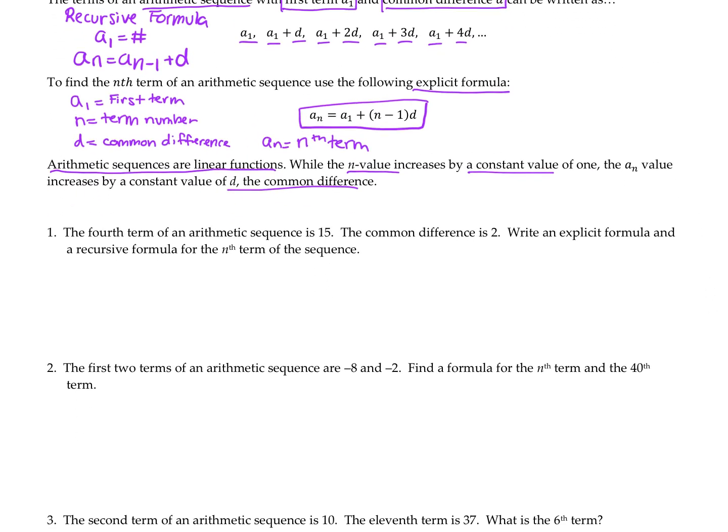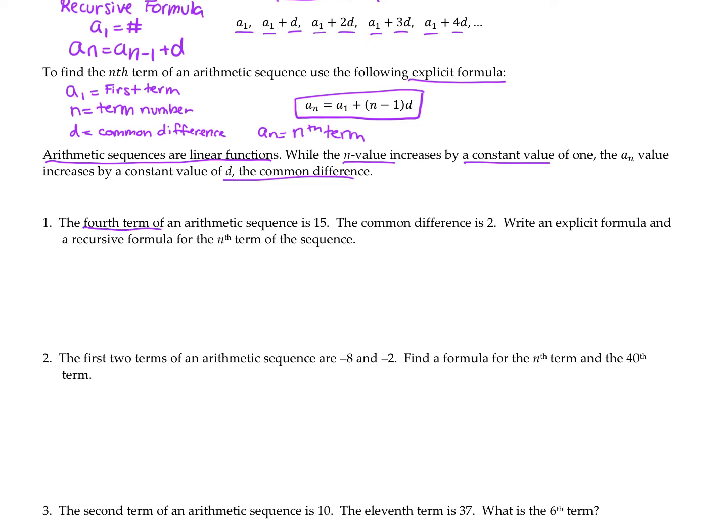So let's do some examples. They're saying the fourth term in our sequence is 15. So that means A4 is 15. And the common difference is 2. They want us to write the explicit and recursive formula for the sequence. So if I'm going to write the recursive formula, I need to know what A1 is, and then I can write the second part because I do know what d is. It's plus 2.